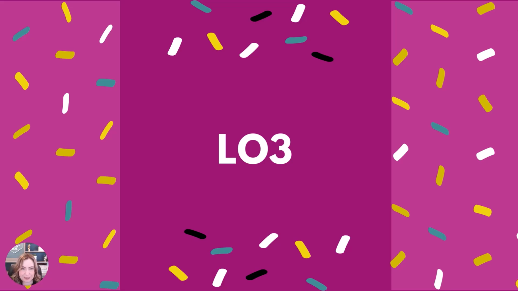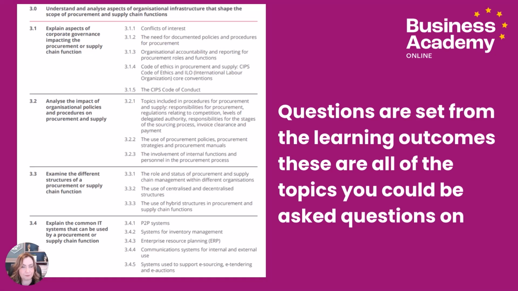Learning objective 3 then. So again, 4 sections for learning outcomes. We've got explaining the aspects of corporate governance. We've got analysing the impact of organisational policies and procedures. A lot of the time students will try and avoid learning that because it is slightly more dry a topic than maybe drilling into conflicts of interest and so on. Structures is 3.3, the different structures of a procurement or supply chain function. And 3.4 is explaining the common IT systems that can be used by a procurement or supply chain function.